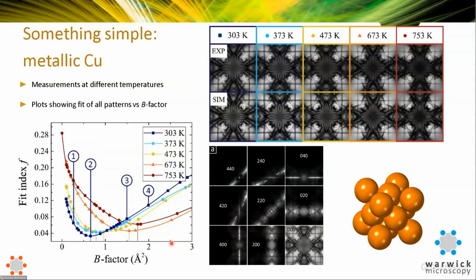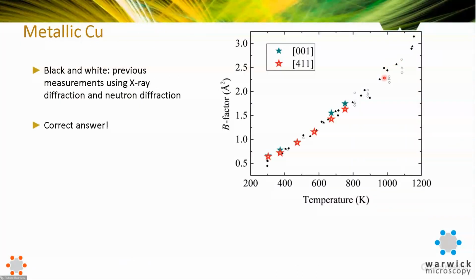If you compare to what people did in the past, the black and white data is from X-ray diffraction and neutron diffraction and various other methods. And the stars are our data from two different directions looking down the crystal, and you can see it's a great fit. It fits exactly on that curve. No free parameters or anything, we just fitted it, got a B factor, and it seems to be the right answer. So that was very, very gratifying.